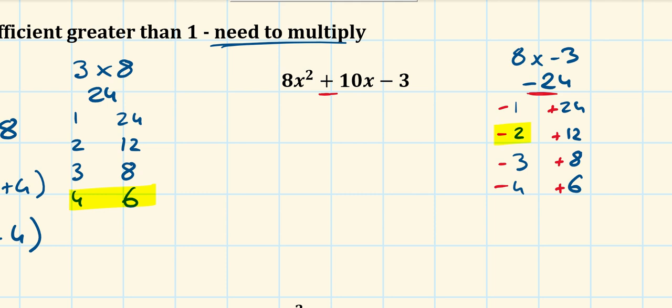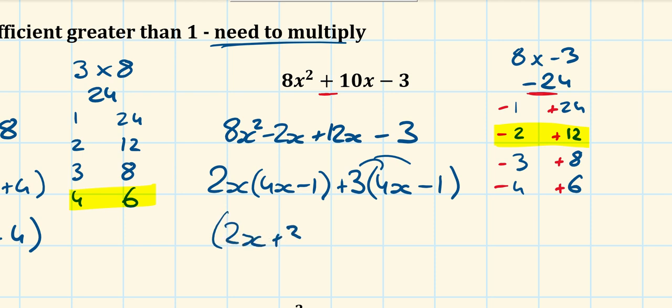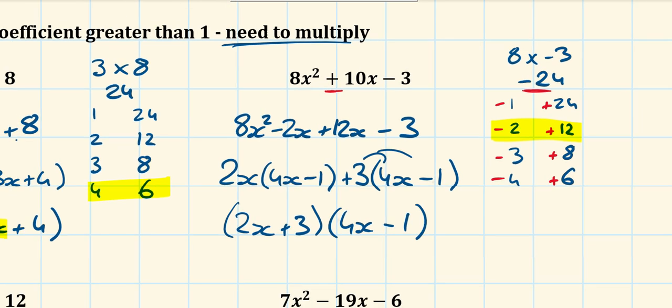So we have 12 minus 2, which gives us 10. Okay, so let's go with this. We've got 8x squared minus 2x plus 12x minus 3, and then just factorize as normal. 2x is in common here, so 2x by 4x minus 1, and then plus 3 is in common here by 4x minus 1, so that'll give us 12x and minus 3. Combine your brackets then, 2x plus 3 and 4x minus 1 gives you your answer there.